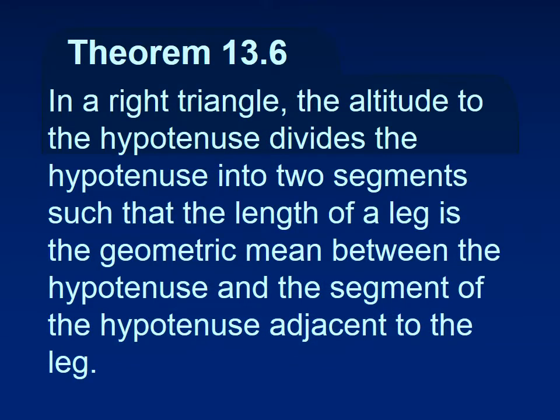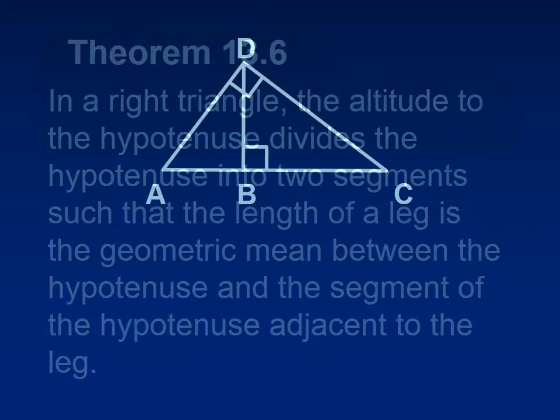Let's look at another theorem. The altitude of the hypotenuse divides the hypotenuse into two segments, such that the length of a leg is the geometric mean between the hypotenuse and the segment of the hypotenuse adjacent to the leg. That's really useful. Look at that.